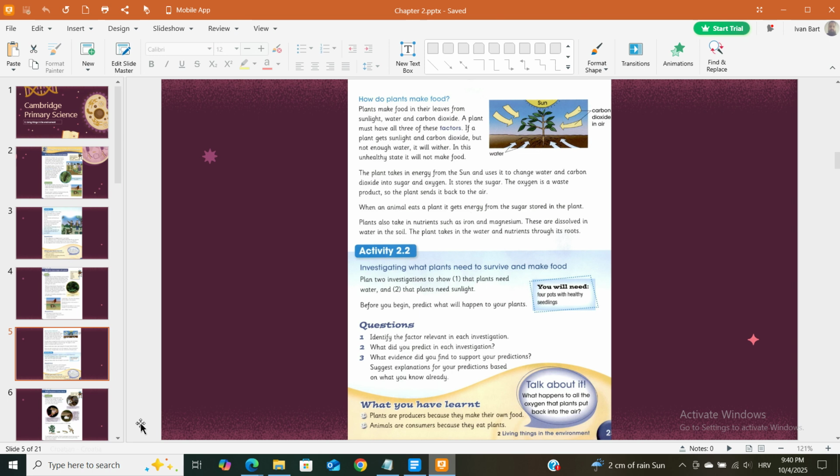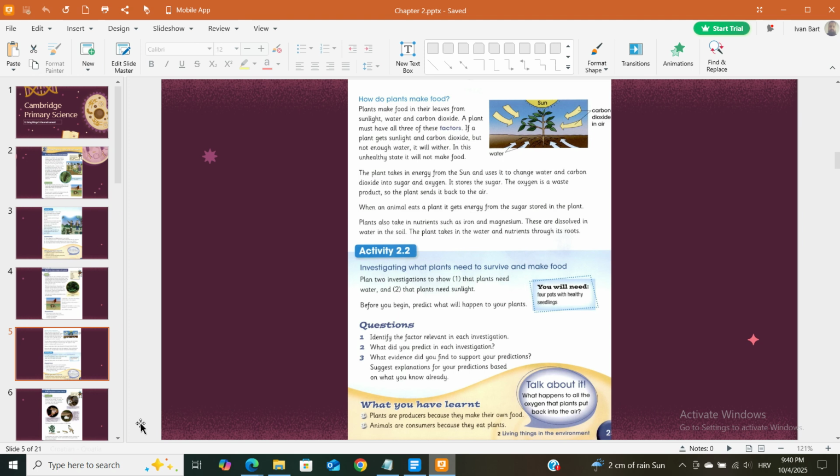Questions. 1. Identify the factor relevant in each investigation. 2. What did you predict in each investigation? 3. What evidence did you find to support your predictions? Suggest explanations for your predictions based on what you know already.